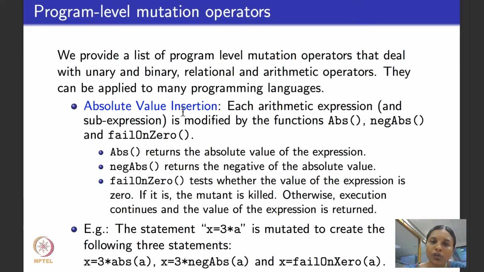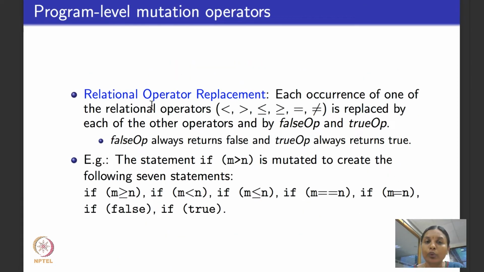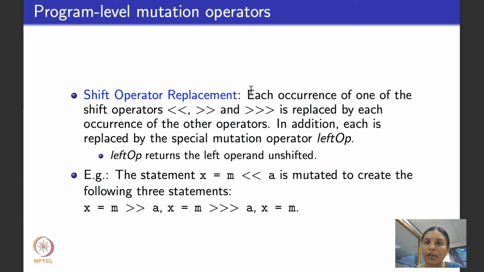So I'll give each of these collections of mutation operators that we are going to see a name like this. That name will be written in blue in every slide. So it just tells you what is the kind of mutation that we are going to apply. The first collection of mutation operators that we are going to see is what is called absolute value insertion. We'll see what it is. Later I'll tell you a set of mutation operators called arithmetic operator replacement. We'll after that do relational operator replacement. After that do conditional operator replacement. After that do shift operator replacement, and so on. We'll see a fairly large list.